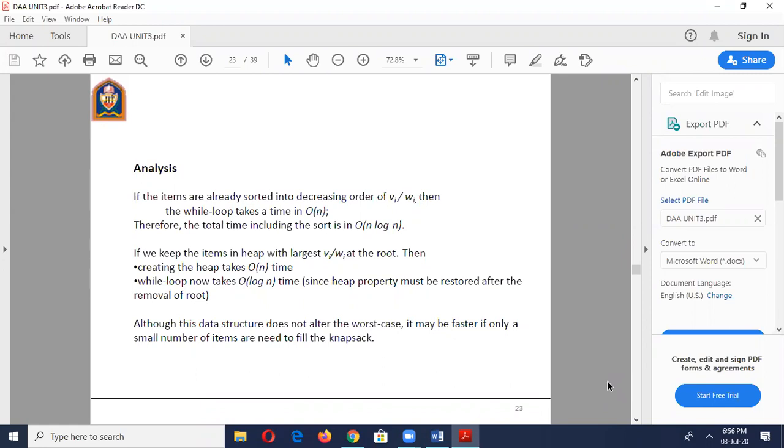We keep the items in a heap with the largest vi divided by wi at the root. Then creating the heap takes O(n) time. The loop takes O(log n) time per iteration, since the heap property must be restored after the removal of the root. Although this data structure does not alter the worst case, it may be faster if only a smaller number of items are needed to fill the knapsack. Next slide.